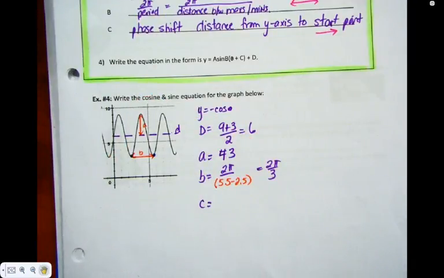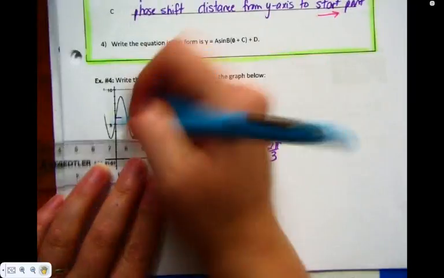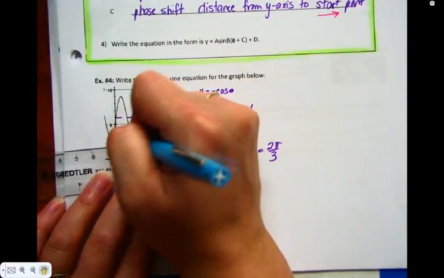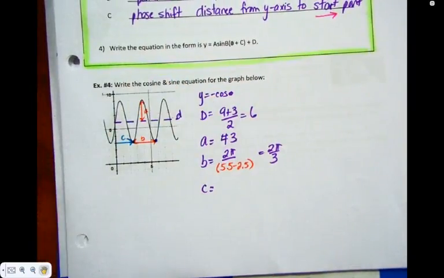And the C value is always the hardest. It's always one that people struggle with. It's the y-axis to where we started. The y-axis to our first starting point. Okay, how much did we shove this over?